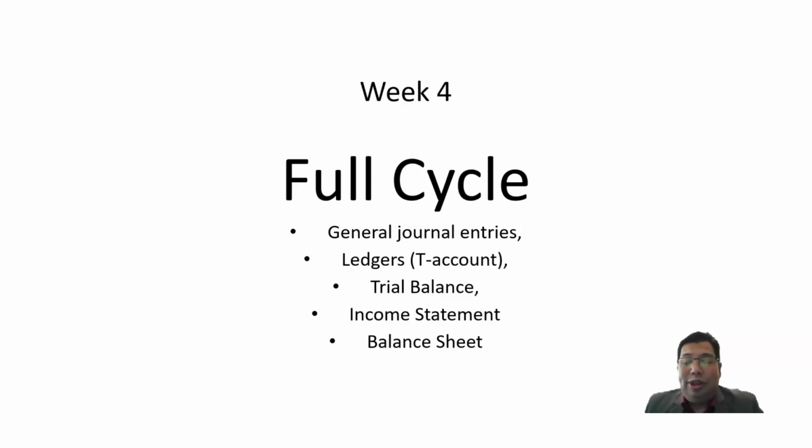In this lecture, I'm going to cover the full cycle of accounting. That is, we are going to do journal entry, ledgers, trial balance, income statement, and balance sheet. Last week, we discussed the double entry rule, debit and credit, and the increase and decrease effect, as well as how this rule differs between six types of accounts. That is assets, liability, equity, revenue, expenses, and drawing.